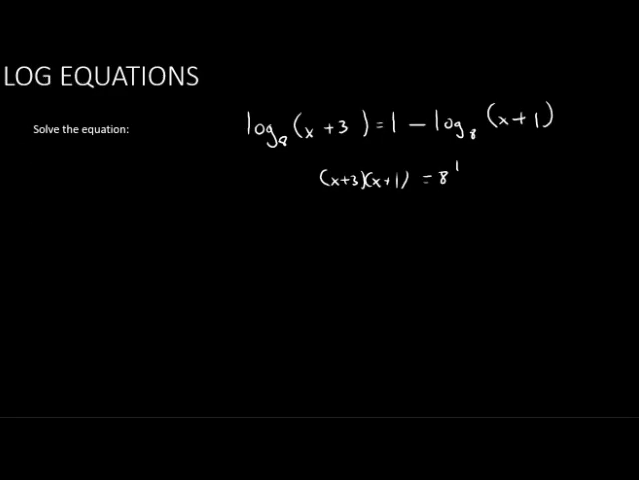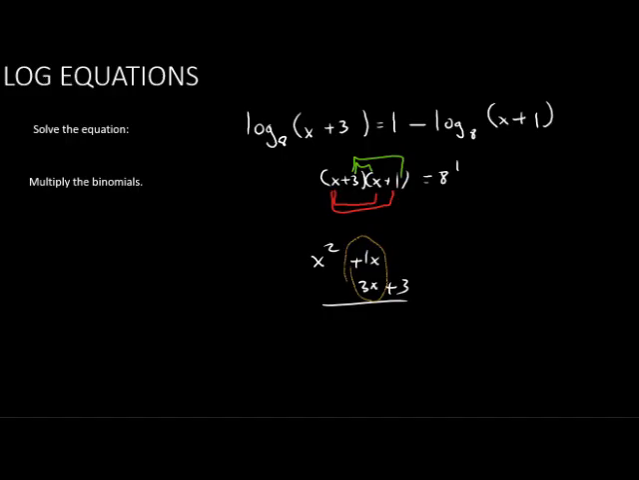With our new second power equation, we'll begin by using the FOIL method to multiply the x plus 3 times the x plus 1. We'll begin by taking x times x for x squared, x times 1 for 1x, 3 times x for 3x, and then 3 times 1 for 3. If we combine the like terms in the middle, 1x plus 3x makes 4x. Now we have x squared plus 4x plus 3. This is equal to 8 to the first power, or just 8.